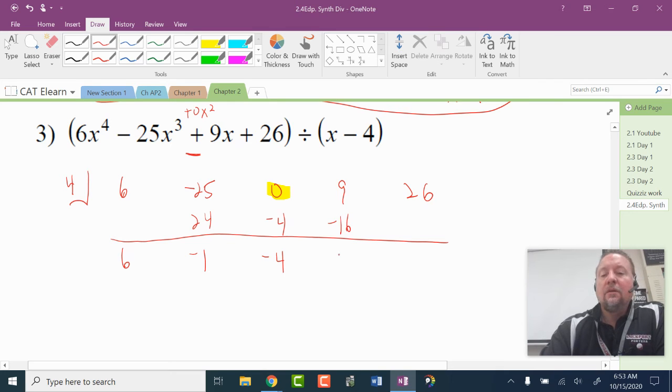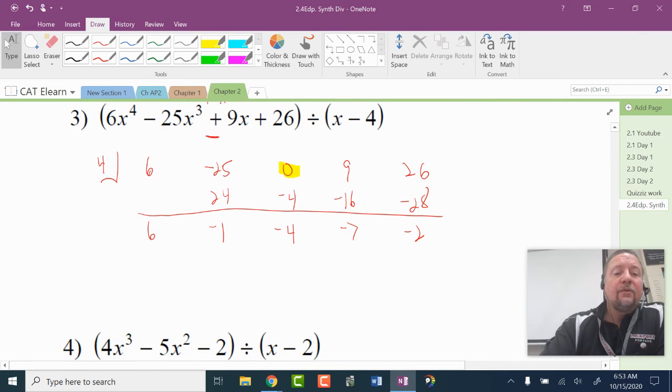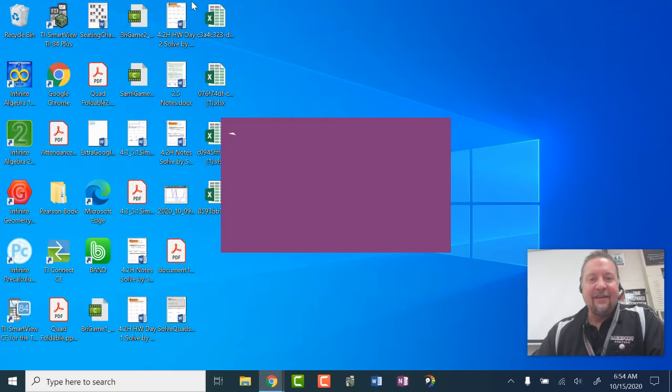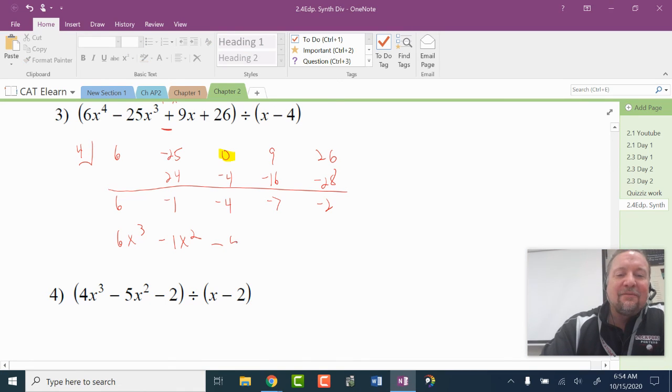Negative 7, negative 28. 8, negative 2. Okay, so 6x cubed. What? Well, this is fun. You just saw me write it 5 times, maybe 4. 6x cubed. Oh my goodness. That is fun. I love computers. Minus 1x squared. Keep writing. Come on, you can do it. Oh my gosh. There's something going on here. Yay, this is awesome. Minus 4x minus 7 plus negative 2 over x minus 4. Good times.